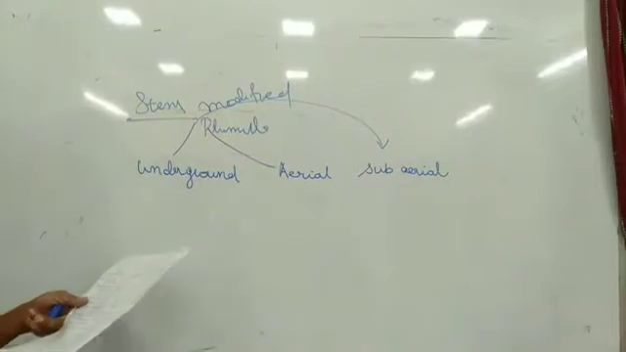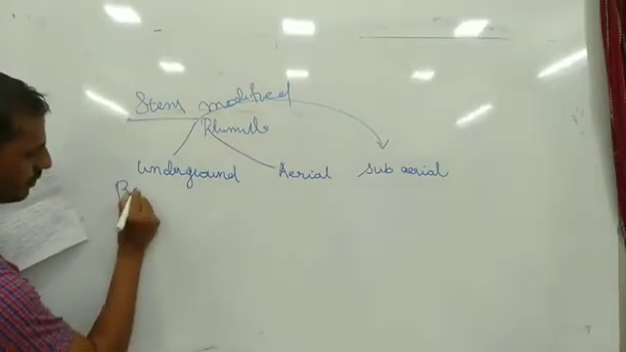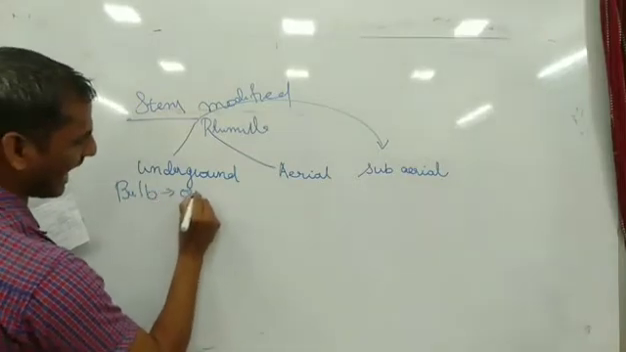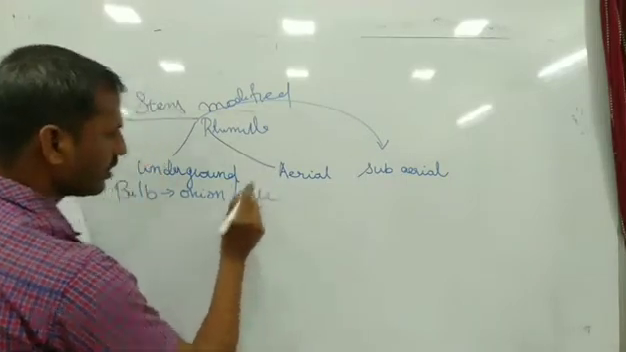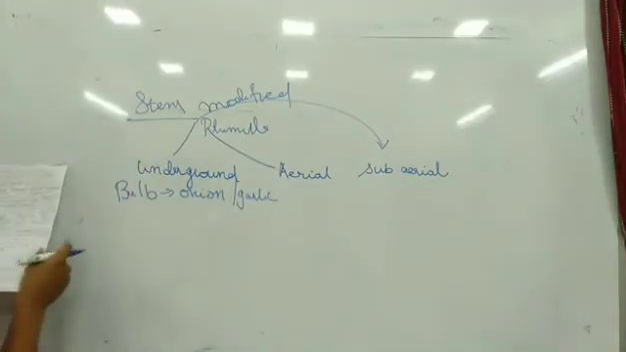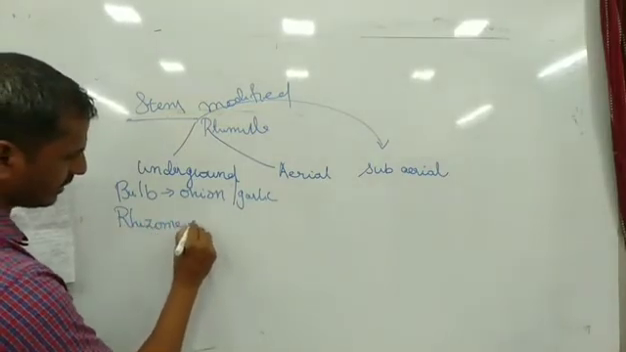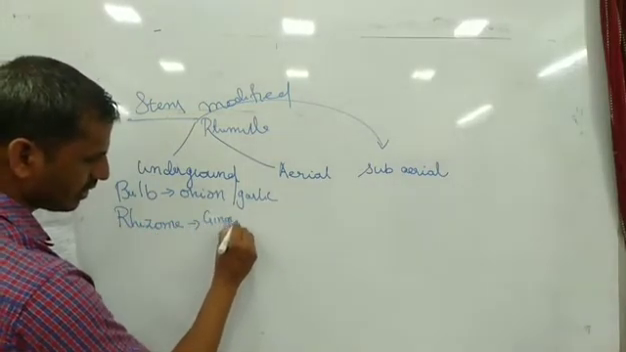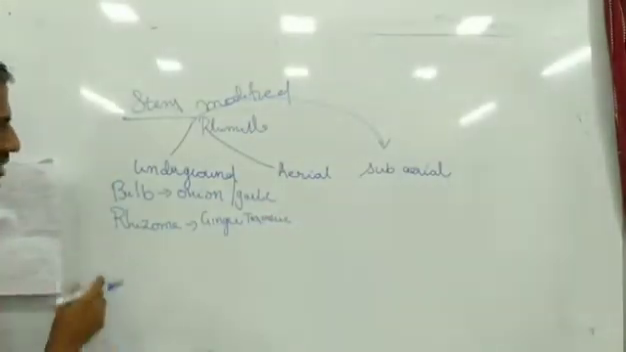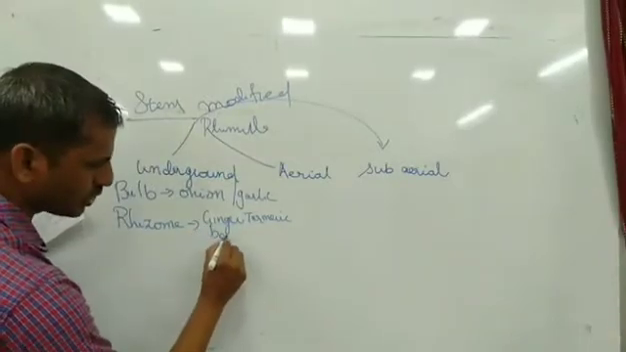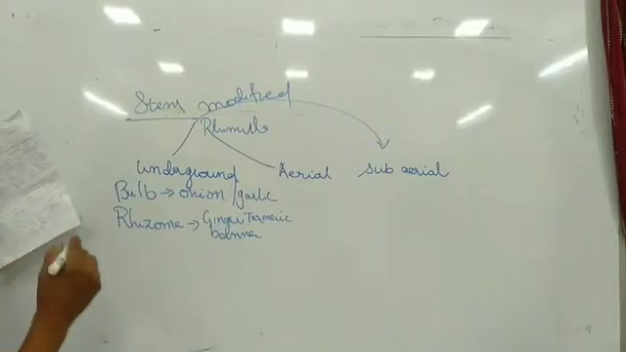Underground stem has four main types. Bulb, which is present in onion and garlic. Then rhizome, which is present in ginger and turmeric. Banana also belongs to rhizome; banana is developed from this rhizome.